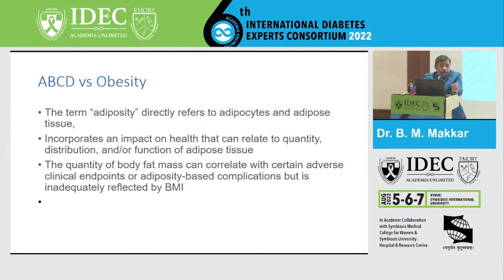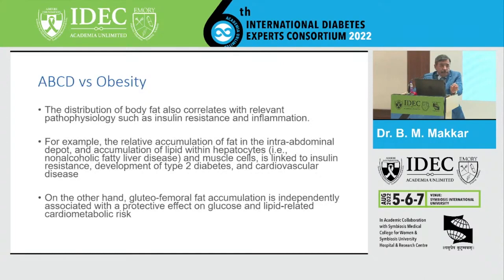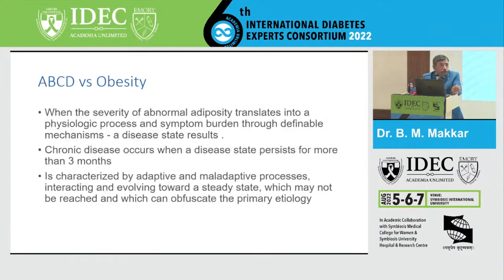So when this abnormal function of adipose tissue happens, this ultimately translates into disturbed physiology and development of symptoms, which define a disease. And if disease persists for more than 3 months, it is called chronic disease. And once there is a chronic disease, the body gets into adaptive and maladaptive processes, ultimately achieving a steady state and leading to ongoing development of complications.